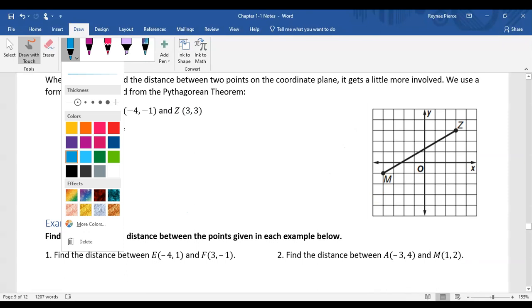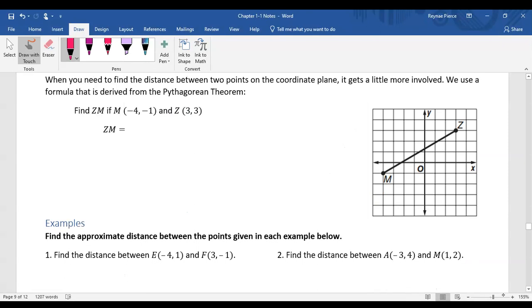Okay, but when we're on a coordinate plane with x and y axes, we have to use a formula that is derived from the Pythagorean theorem. Okay, and we will go more in depth with the Pythagorean theorem second semester. What we're going to do is find the differences between the x coordinates and the y coordinates. So the x coordinate here at M is -4, and the x coordinate here at Z is +3. And here we can see that as well.